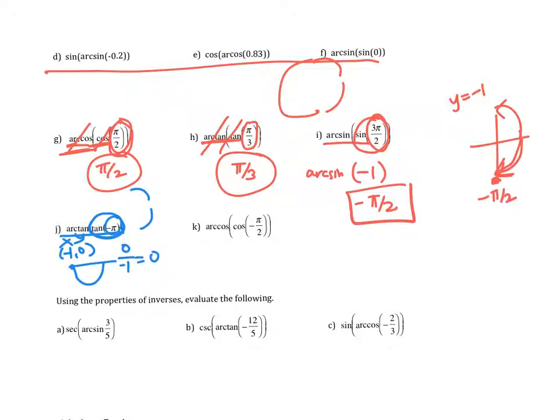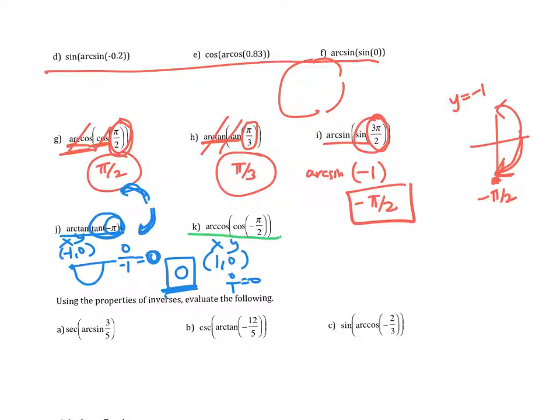Okay, from negative pi over 2 to pi over 2, on your unit circle, where do you get tangent ratio of 0? Where do you get y over x equaling 0? And that's only going to be at 0 radians. 0 radians gives you 1 comma 0, and y over x gives you 0. Positive pi over 2 and negative pi over 2 would give you undefined, and they're outside of your restrictions anyway, so you couldn't have those as your answer. So final answer for J is 0.